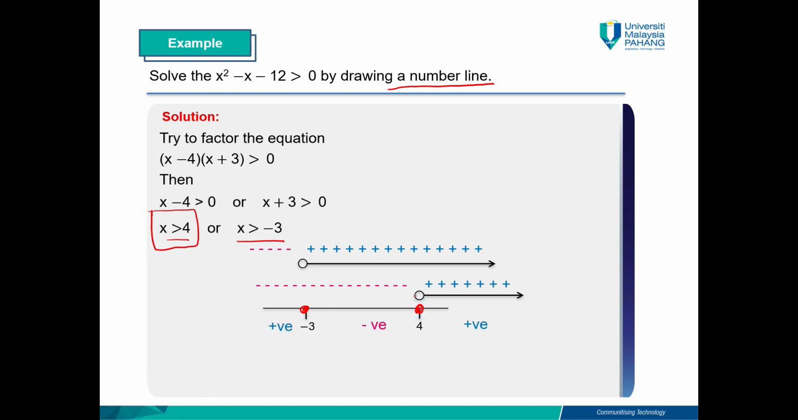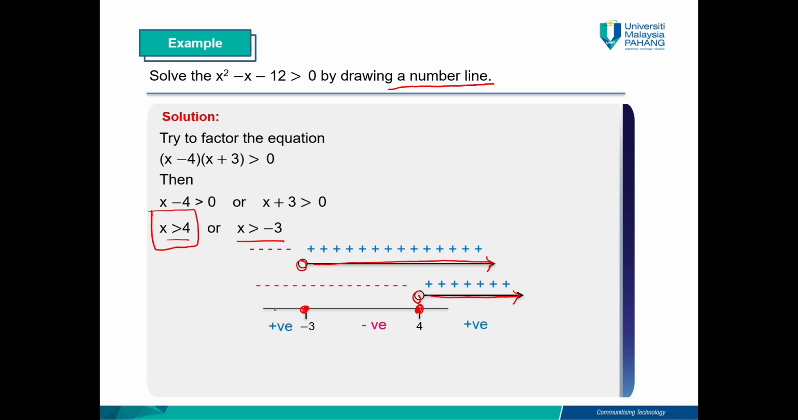x is not including 4 and the arrow is more than. Same goes to this one. x not including minus 3 and the arrow is more than. Since it is more than, the value on top of the arrow is positive. All positive. Same goes to this one, positive. And elsewhere is negative.